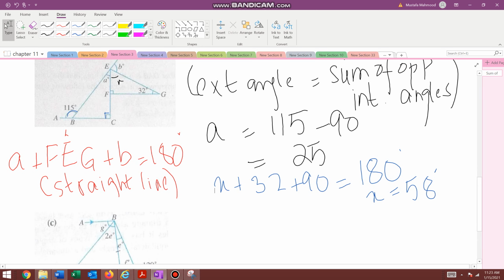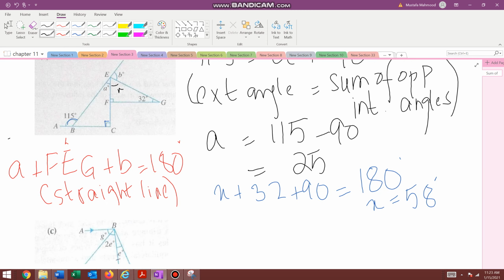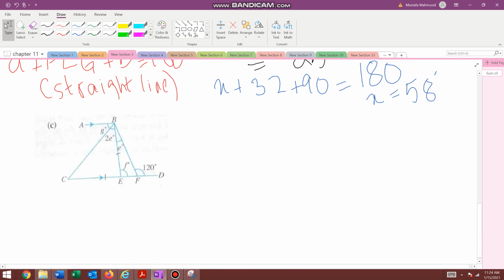Now if you solve this, put the value of A here. So this is 25 plus FEG, which is 58, plus the unknown angle B is equal to 180 degrees. You solve this equation and you have your answer for B. Okay, so you have to mix and match different properties. जहाँ पे जो चीज़ आ जाए, use that and solve the questions.